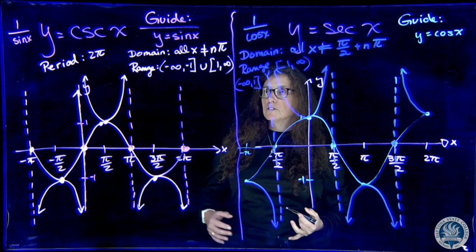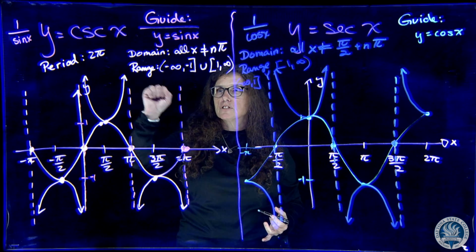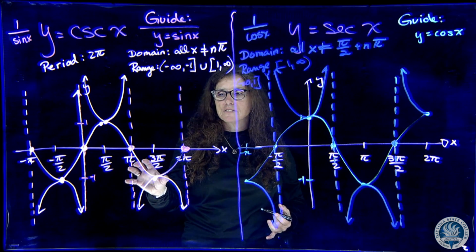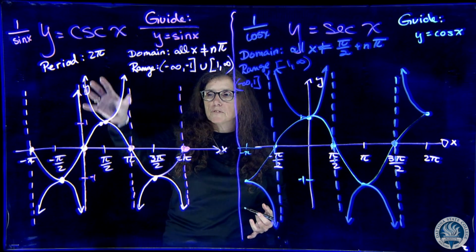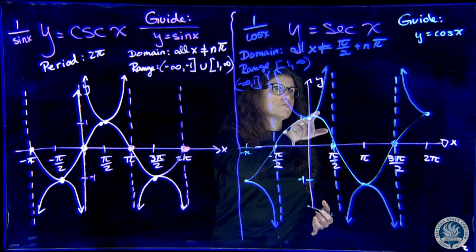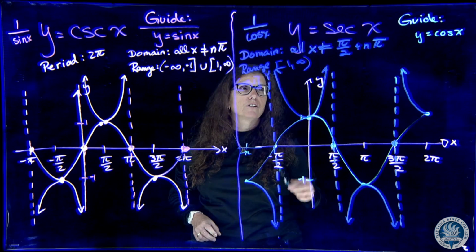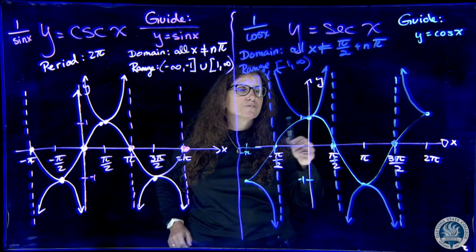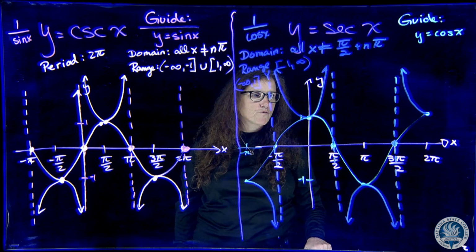So very important, graphing a cosecant function, you have to graph the sine as your guide function first, and then put your parabolas on bottom and top. And for a secant function, you need to graph the cosine function first as your guide.